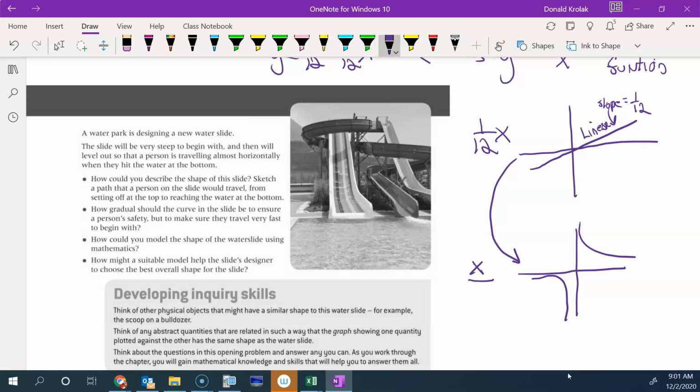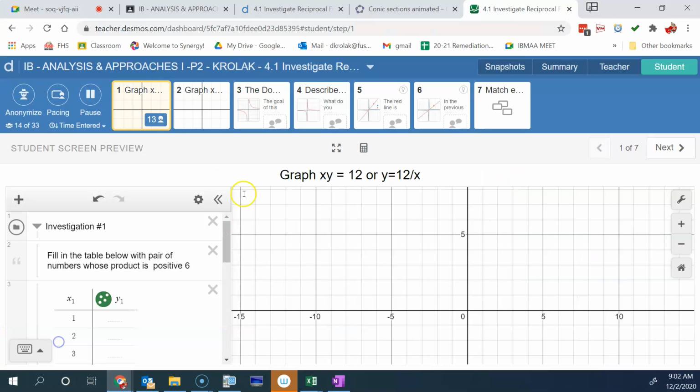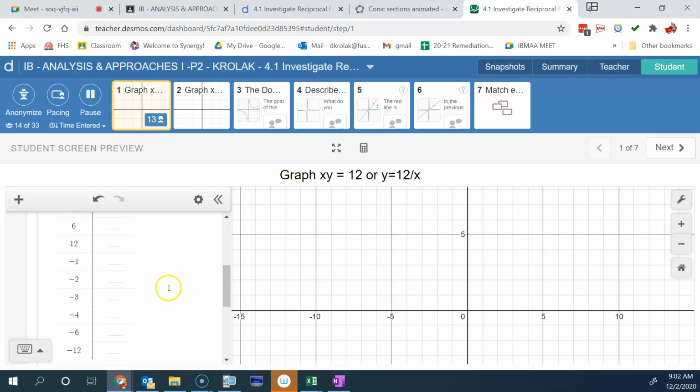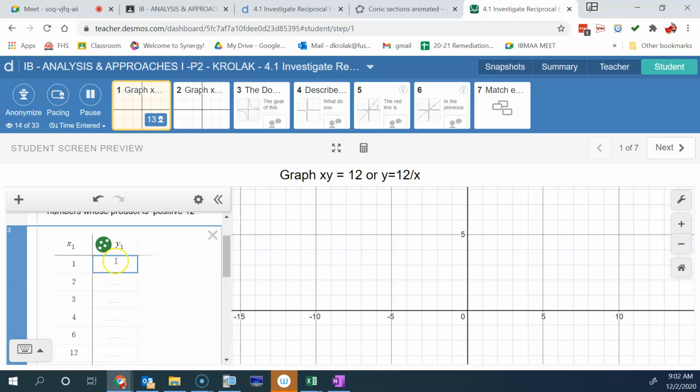So when I just switch those two, and I put the x down on the bottom and the 12 on the top, it now turns into this thing, turns into a hyperbola. Okay, and the way to see that is on your chart here. Okay, so what it says is, fill in the table below with pairs of numbers whose product is -6. Or excuse me, actually we're going to make it 12. Okay, so instead of 6, 12. All right, so for example, what numbers, x times y equals 12. So if x is 1, y has to be 12.